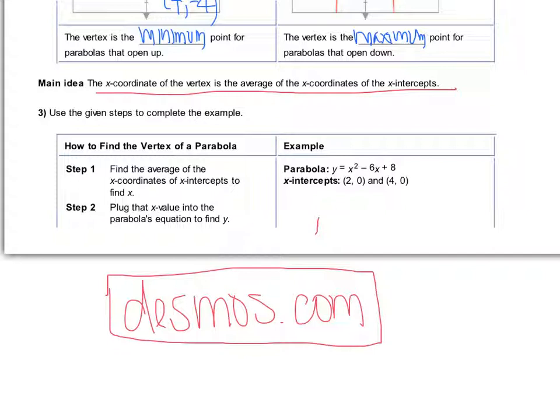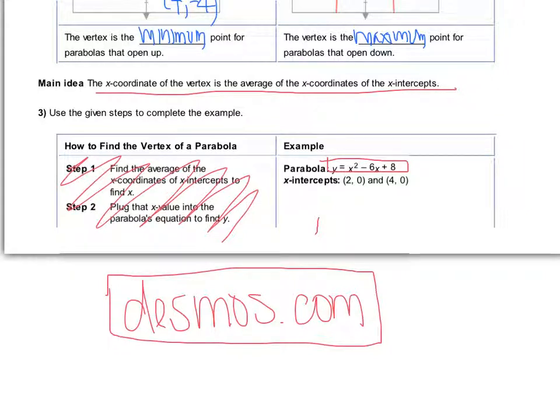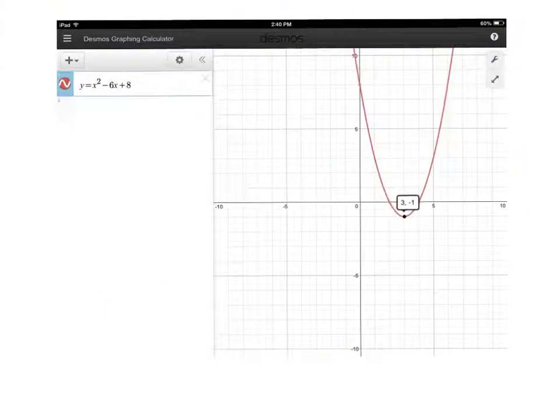So, we're going to look at this one right here. It says to find the vertex of y equals x squared minus 6x plus 8. So what we're going to do is we're going to go to y equals. Don't worry about what this says. We're going to go to y equals and graph it. Or I would actually use desmos.com and graph the parabola. So I'm going to go ahead and do that. On the next screen, you'll see what the graph looks like.